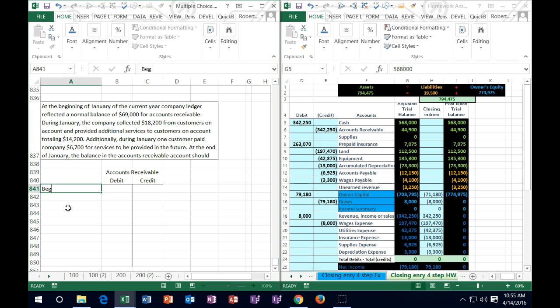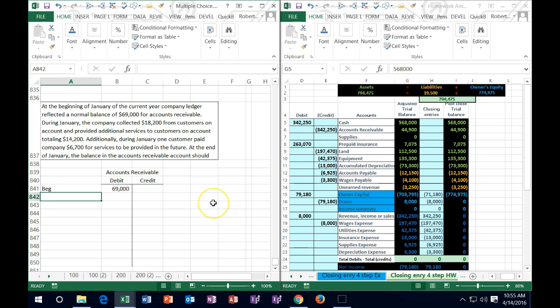We have a beginning balance in our T account, like our GL account. It's going to be 68,000. It's going to be on the debit side. Why? Because if we look at our trial balance over here, the normal balance for assets, of which accounts receivable is one, is a debit, represented by the fact that it does not have brackets over here.